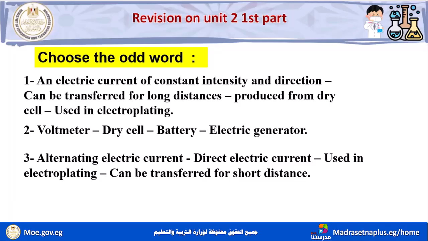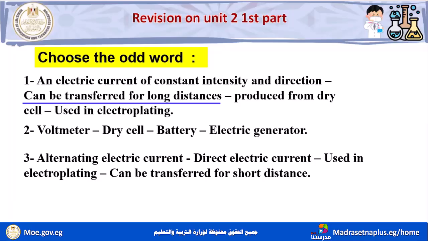Another question, choose the odd word. Number 1, an electric current of constant intensity and direction, or can be transferred for long distance, or produced from dry cell, or used in electroplating. Can be transferred for long distance, that is alternating current.